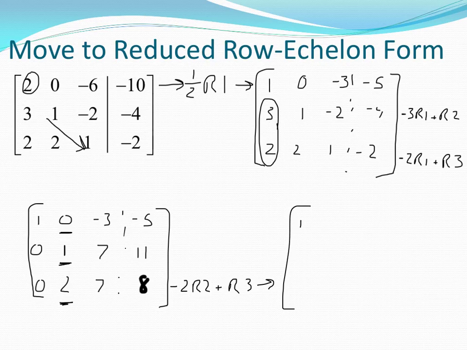The first two will remain the same. Now the third one, we're doing a row calculation. -2 times 0 plus 0 is 0. -2 times 1 plus 2 is 0. -7 times 2 plus 7 is a -7. And then -11 times 2 plus 8 is -14.